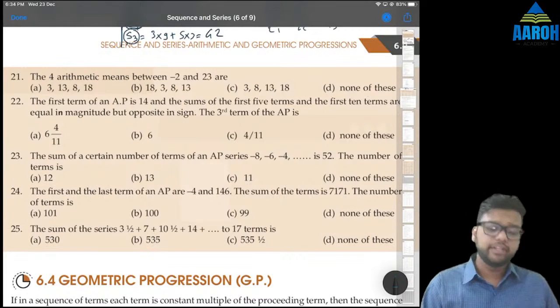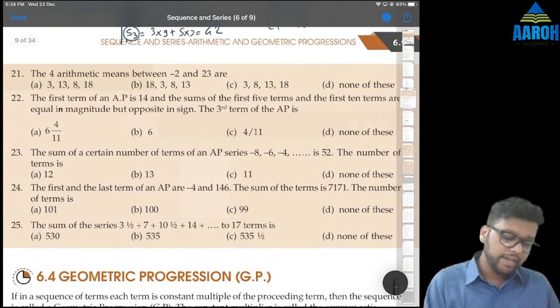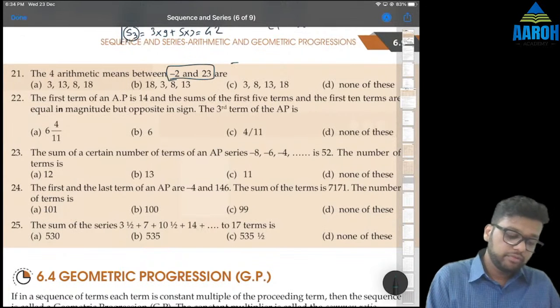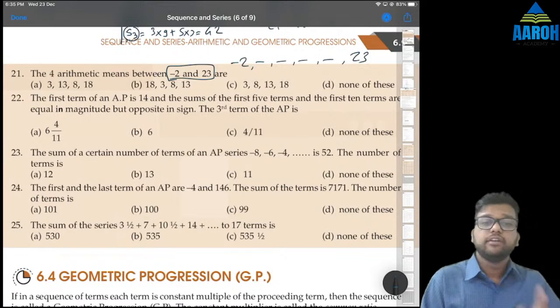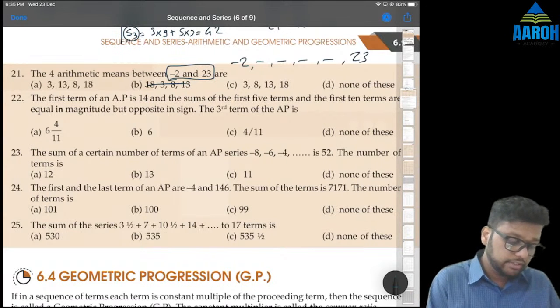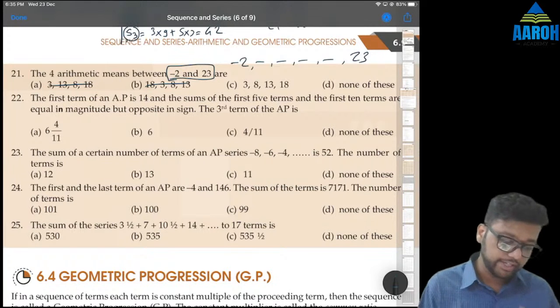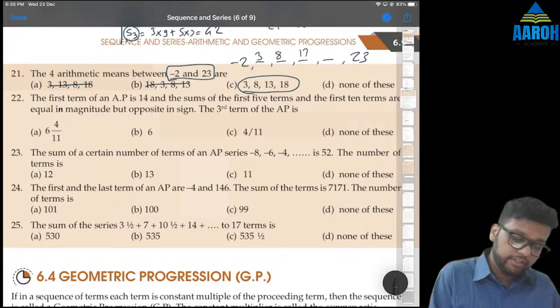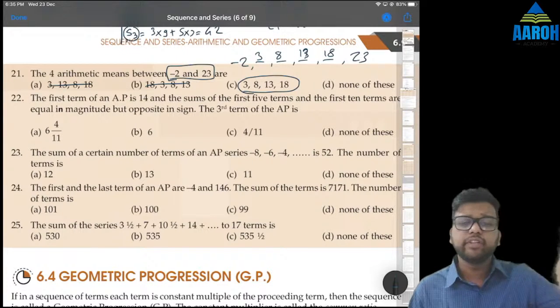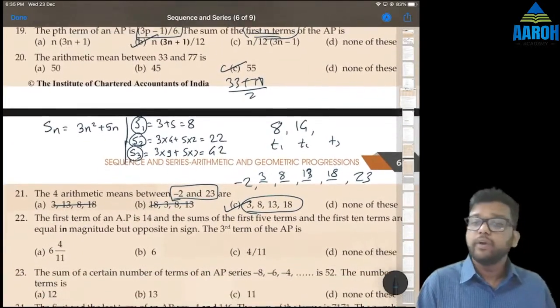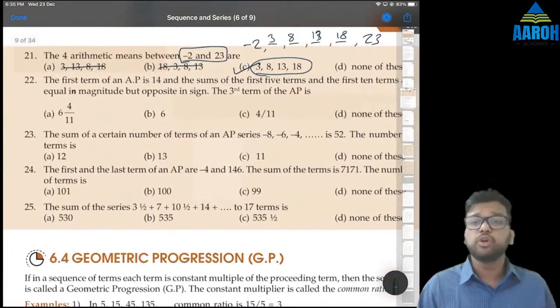Okay, good. 21. 4 arithmetic means between minus 2 and 23. Now we can go by options because we want minus 2, dash, dash, dash, dash, and 23, and everything should be in arithmetic progression. So obviously this is not the answer, this is not the answer, because they are not in arithmetic progression. Only this can be the answer. Let's check 3, 8, 13, 18. If you see, the difference between all the terms is 5, 5, 5. So 21 C is the correct answer. 20 C, that is correct. 21 should also be C.